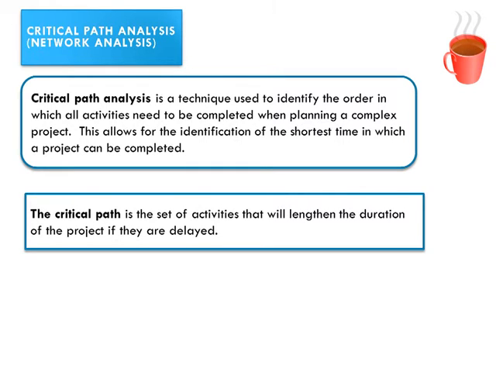Well, it is a technique that is used to identify the order in which all activities need to be completed when planning a complex project. This allows for the identification of the shortest time in which a project can be completed. And as I said before, the critical path is the set of activities that will lengthen the duration of the project if they are delayed. So please make sure you've got those down in your notes, and then we'll take a look at another example.